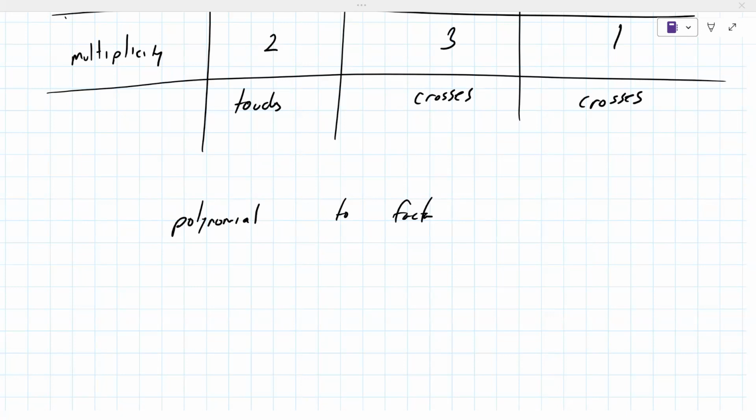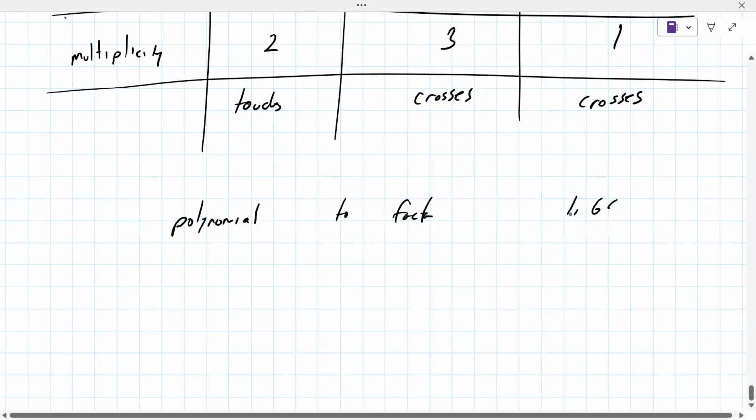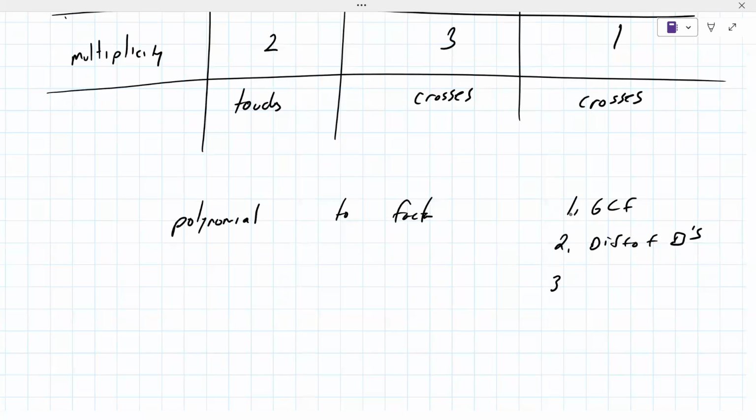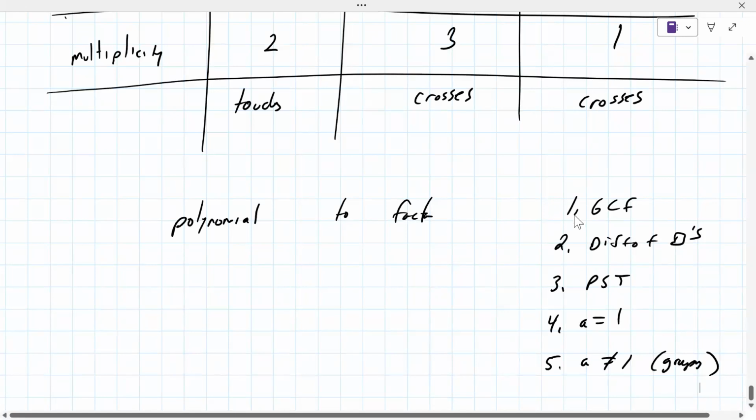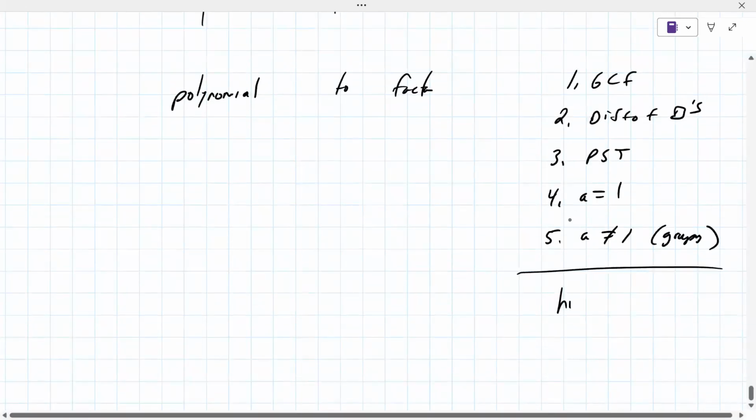Usually we get like 6x squared plus something. So there's like 5 different types of factoring. There's greatest common factor, difference of squares, which we did kind of cover today, perfect square trinomials, a equals 1, a not equal to 1, grouping. And then there's a lot of others, higher order stuff here. But these are kind of your basic stuff. So the ones you just described is this grouping one.